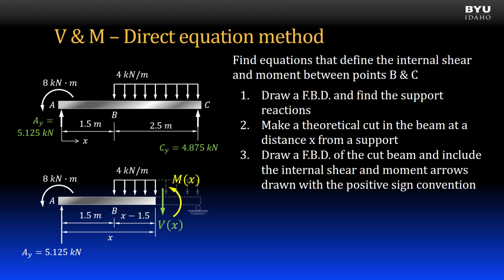Next, draw a free body diagram of the cut beam. Include all external forces, including support reactions. Also include the internal shear and moment arrows on the cut surface, drawn with the positive sign convention. Note that I have defined them as functions of x. This is because their values change as the dimension x changes. Also note, the dimension x in the figure is for the cut beam's full length, not from point B to the cut. With the dimension x identified, I can find the dimension from point B to the cut.